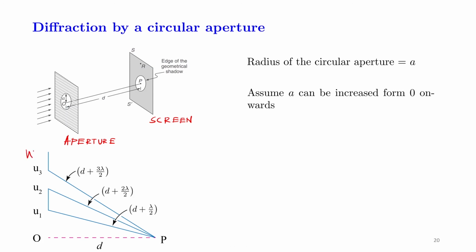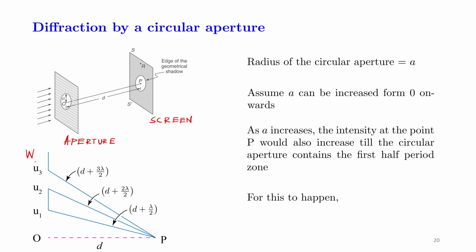Here, OW represents the upper half of the plane wavefront. To create the Fresnel half-period zone, we'll create imaginary spheres with radii d plus lambda by 2, d plus 2 lambda by 2, and d plus 3 lambda by 2, etc. The intersection of these imaginary spheres on the wavefront will be as concentric circular disks. And this is known as the Fresnel half-period zone. In this analysis, we assume that a can be increased from 0 onwards.